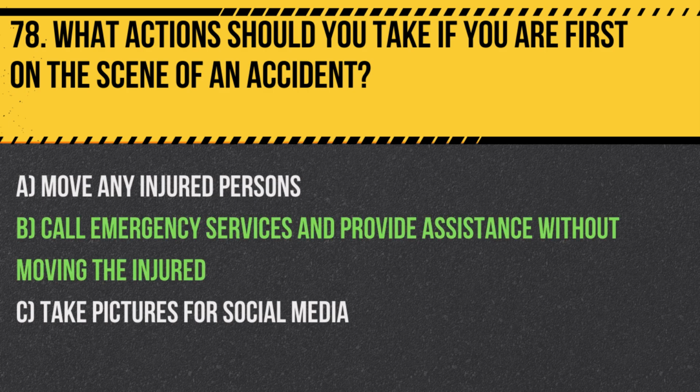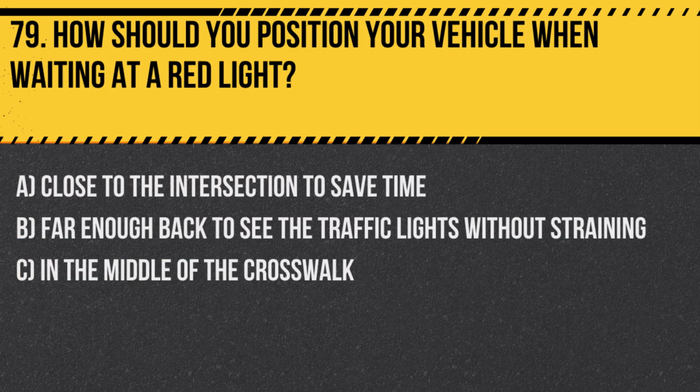Answer: B. Call emergency services and provide assistance without moving the injured. It's important to provide help while ensuring the safety of the injured until professional help arrives. Question 79. How should you position your vehicle when waiting at a red light? A. Close to the intersection to save time. B. Far enough back to see the traffic lights without straining.